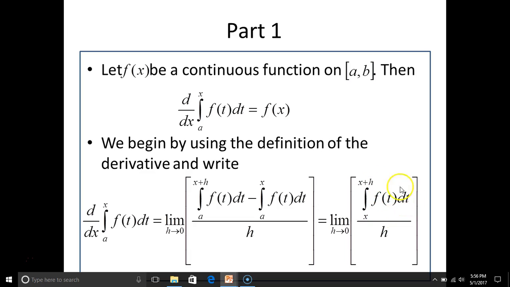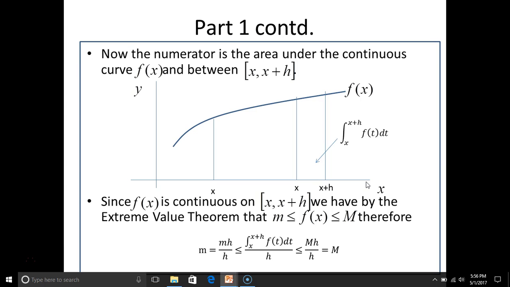Now let's see, what does this numerator look like? The numerator is really the area under the curve of the f of x function from x to x plus h. Since f of x is continuous on this interval, we have, by the extreme value theorem, that the function takes on some lower value and some larger value. That is, a function doesn't skip any values, and it goes from some small number to some big number. Therefore, this integral can be bounded below by little m and above by capital M. So the whole term that we wanted is lower bounded by m and upper bounded by capital M.